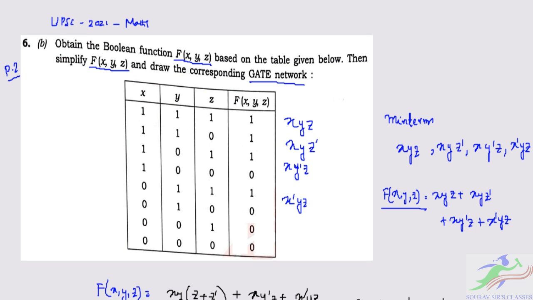So it's easy to understand. Here are the min terms we have taken, and the simplified expression we have got. What is the answer over here? Write down the answer: xy plus yz plus xz.